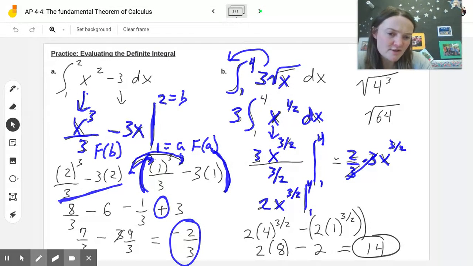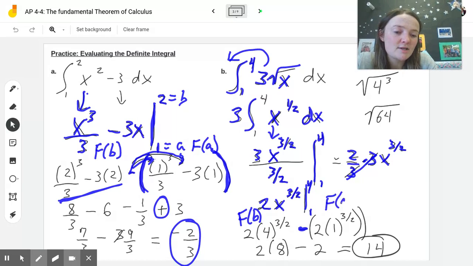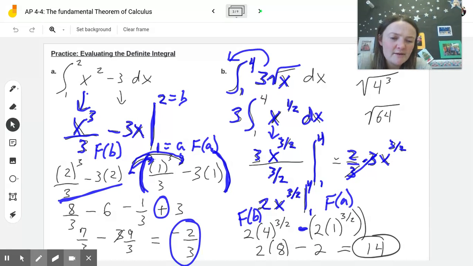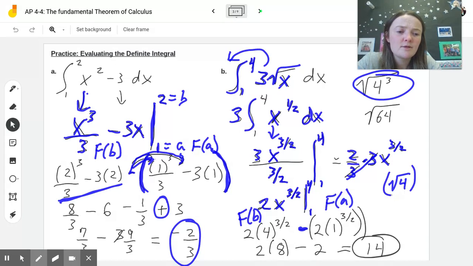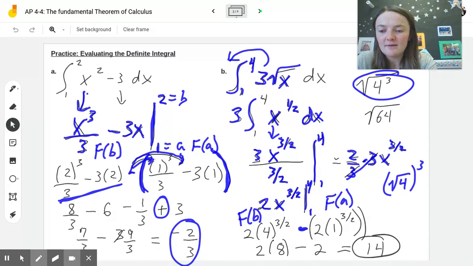Okay, so in order to do this, fundamental theorem of calculus says I'm going to say f of b, which is 2 times 4 to the 3/2, minus, and be careful with parentheses here, f of a, which is 1. So if I go ahead and evaluate this using what I know about exponents, just a little side note here, 4 to the 3/2 is the same thing as the square root of 4 cubed, same thing. All right, and we're going to get 14.